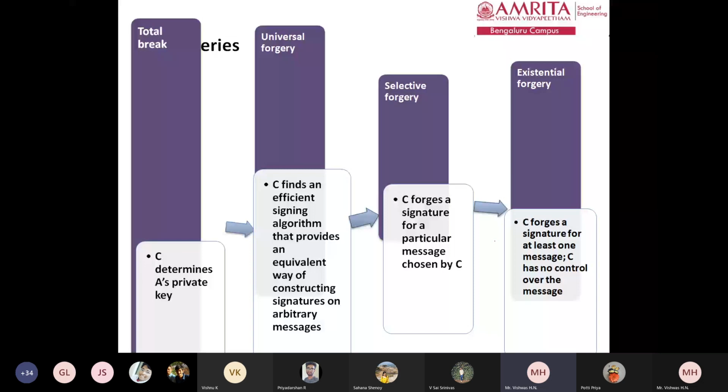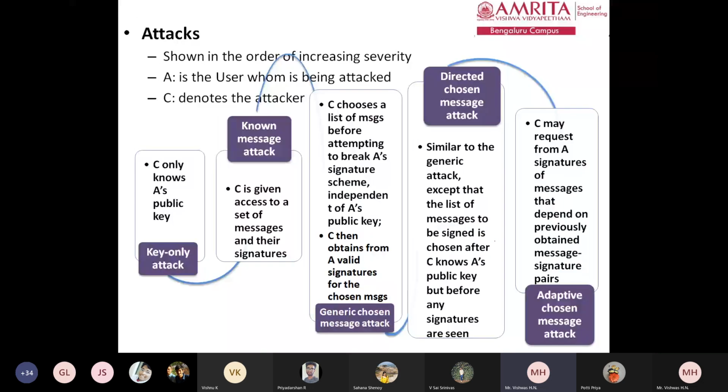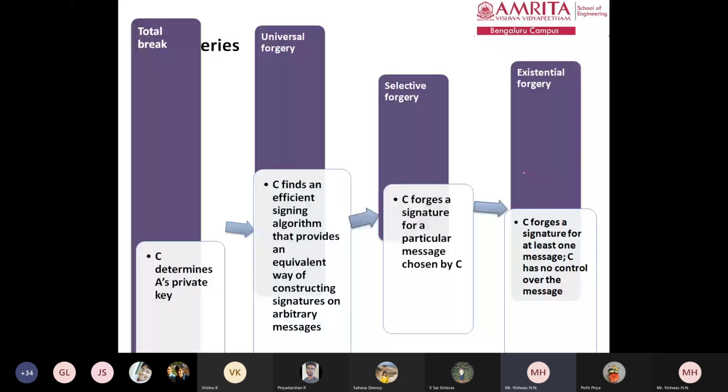So previously you had five different types of attacks. These are shown in order of increasing severity, and the second set of attacks is more severe. Okay, so these are some of the attacks with respect to digital signatures.